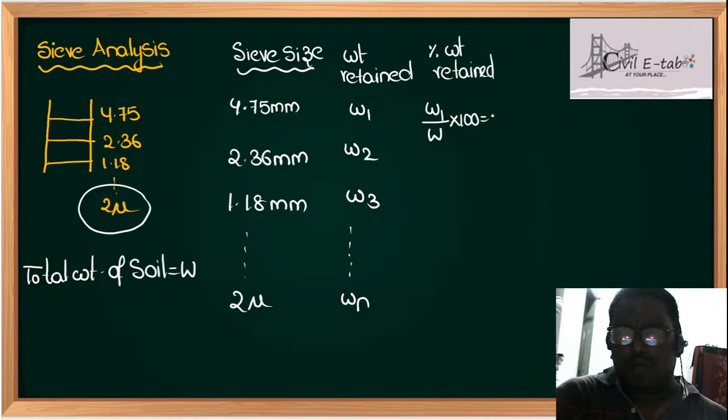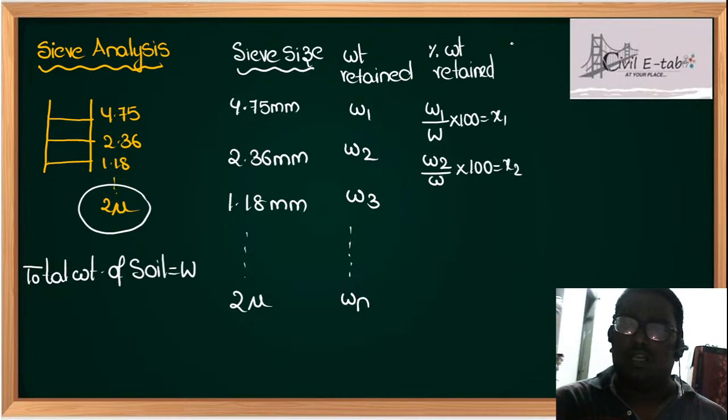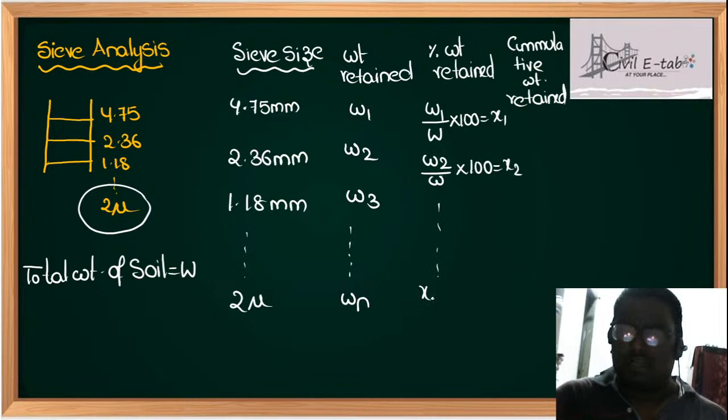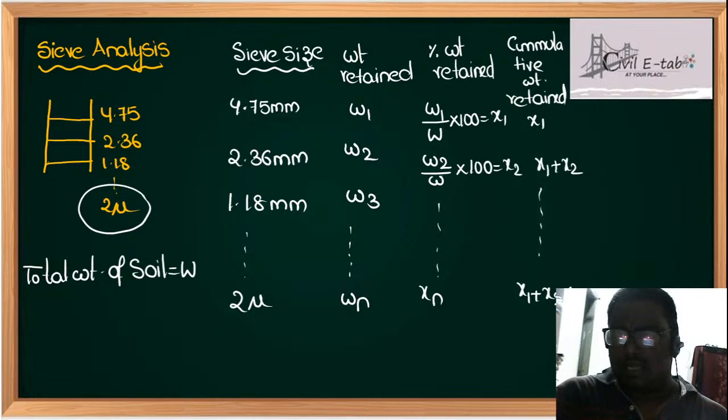You assume this as X1. Similarly, it will be W2 by W into 100. This you assume as X2. Now you can ask me what the next step is. Cumulative weight retained. Cumulative means you might have studied in your plus 2. Cumulative means adding all those things. Suppose up to Xn, what will be the cumulative? Here it will be X1 plus X2, and so on up to Xn.